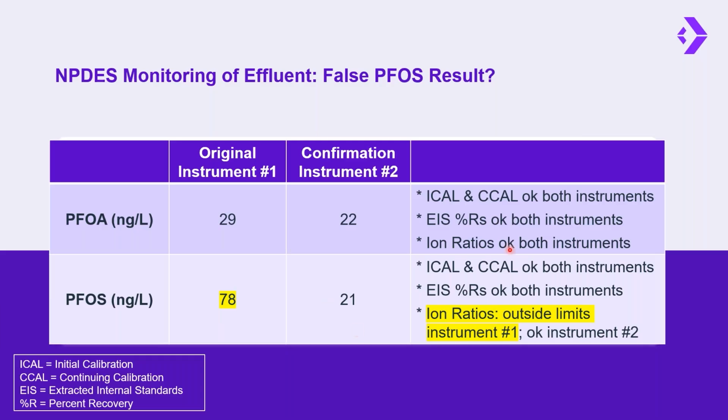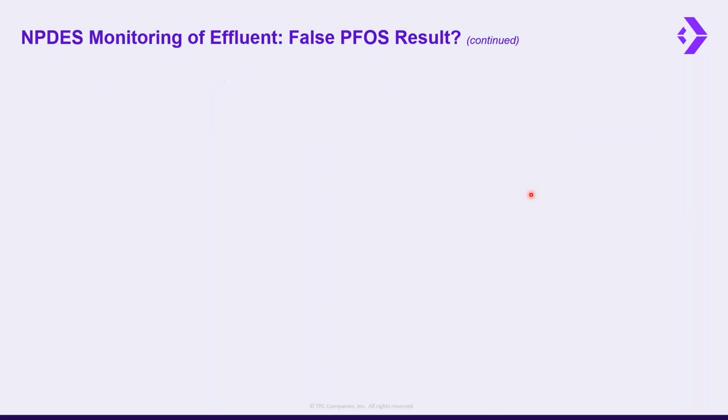So why was this? If we look at the right column of this table, you'll see that the initial and continuing calibrations were within the acceptance criteria in both the original and the confirmation analysis. The extracted internal standards, which are spiked into each sample and used for the isotope dilution, were within the acceptance criteria in both the original and confirmation analysis. But again, that ion ratio for PFOS was only within the acceptance criteria in the reanalysis, not the original analysis.